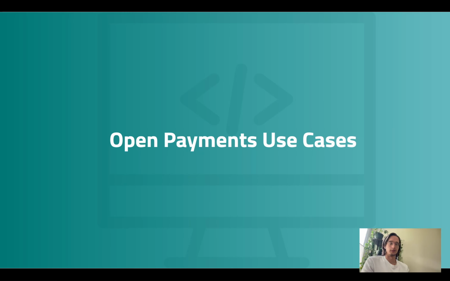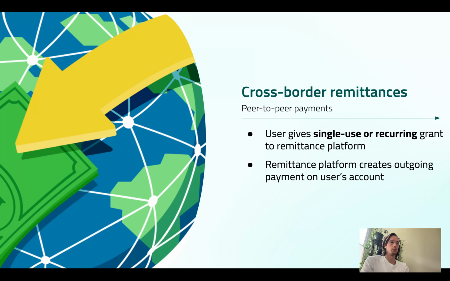So some of the use cases that we have for open payments, I'm going to talk about here. And again, this is not exhaustive, but just an example of what kind of things you can build with open payments. So for example, I as a developer can build a cross-border remittance platform. To facilitate peer-to-peer payments between users in different parts of the world, I can have a platform that, as the open payments client, asks users who want to send money how much money they want to pay to a recipient in a different part of the world.